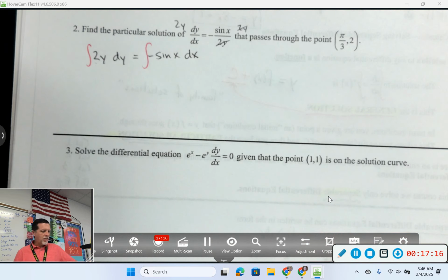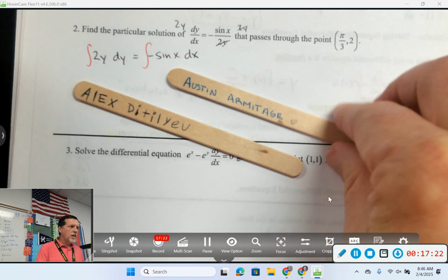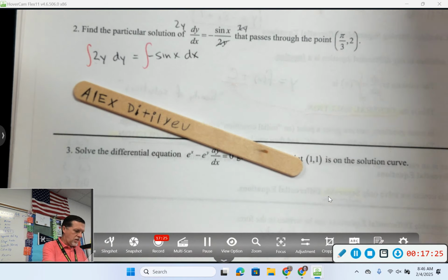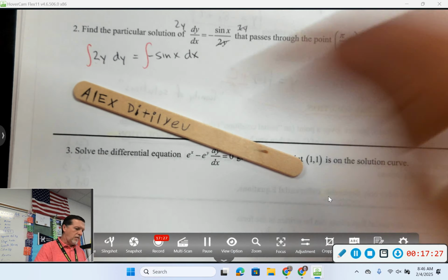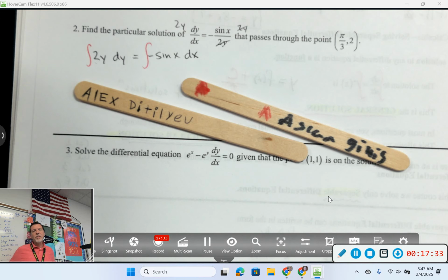Next, let's integrate both sides. Lost it. Oh, Johnny. Find somebody who's here today. There we go. Okay, Alex, what's the antiderivative of 2y dy? It is y squared. Aslan, what's the antiderivative of negative sine? Nice. Cosine of x plus c. Okay, so let's solve for y, and then let's solve for c.